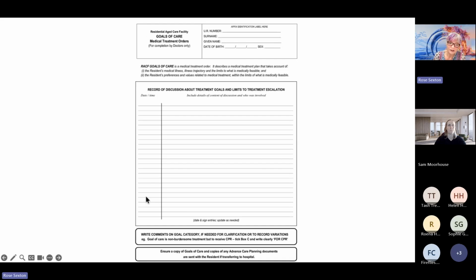On the back of the goals of care form is really great. I encourage you all to have a good look at that and remember that it's there, because this is a place where you can record those incidental conversations you might be having as you're walking someone down the corridor on the way to the dining room for breakfast.